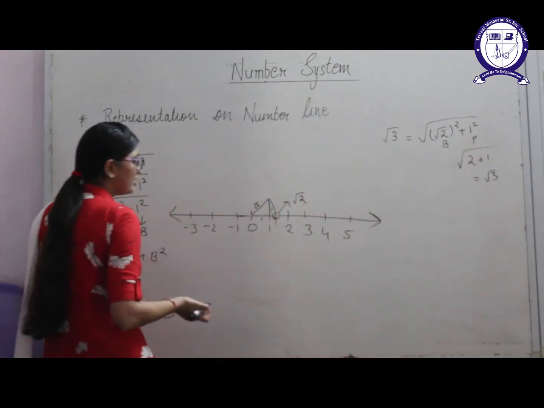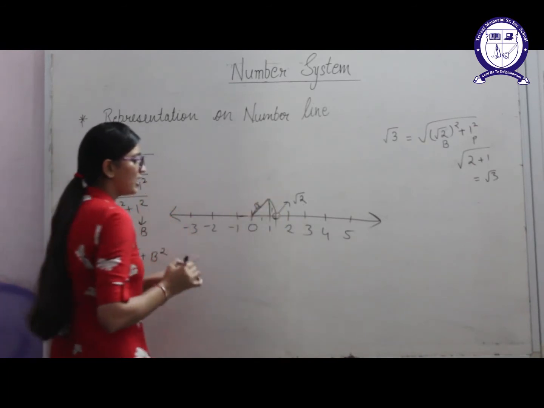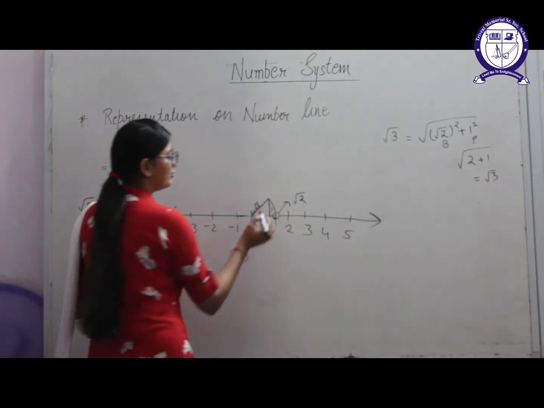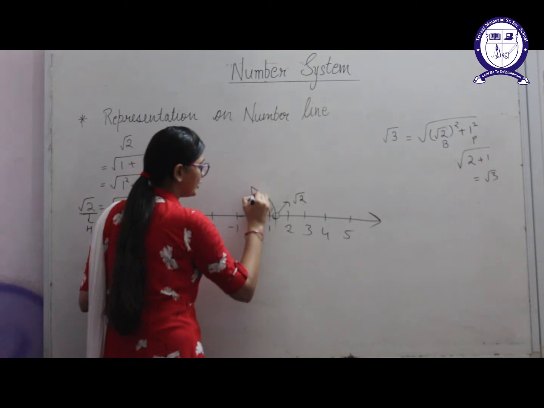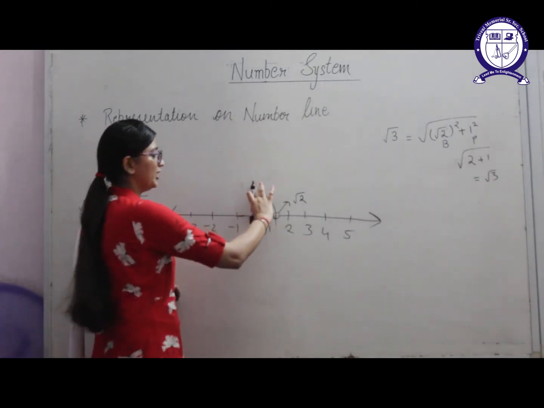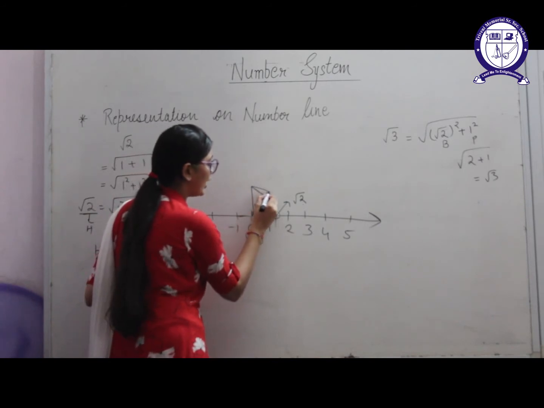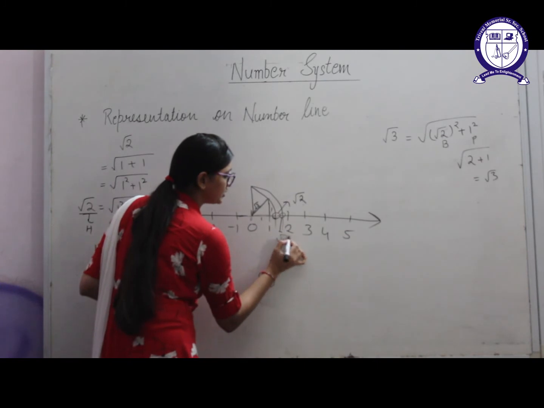Where is root 2? Root 2 is here. Right? This is our root 2. And we will draw a 1 unit perpendicular to it. We will join it with the origin and, opening the compass to this much length, we will draw an arc. And this point will be our root 3.